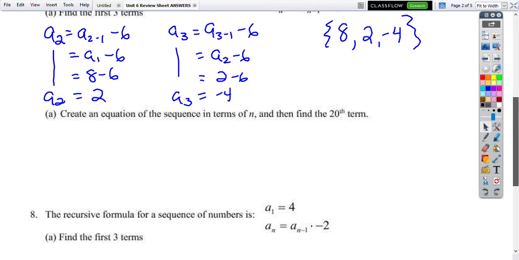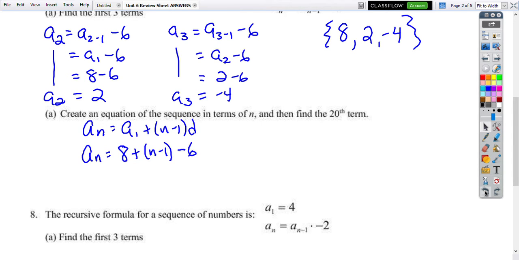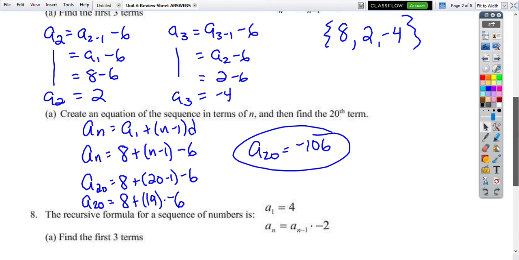All right, we want to find an equation. So this, remember, is going up by negative 6. So this is an arithmetic sequence. So the formula is a_n equals a_1 plus n minus 1 times d. All right, we're going to plug in the first term, which is 8, n minus 1, and then d is negative 6. And then we just substitute 20 in. And we're going to get an answer of negative 106.